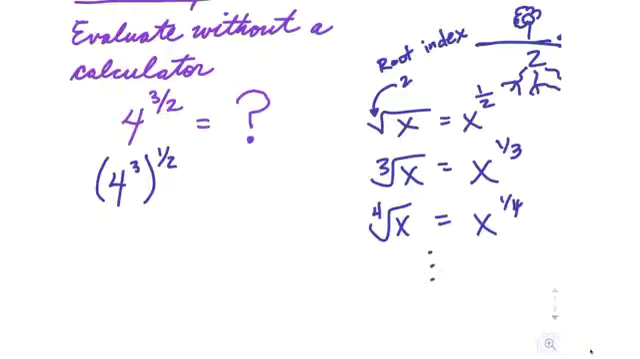So let's go ahead now and use that rule. 4 cubed to the 1/2 is now the square root of 4 cubed.